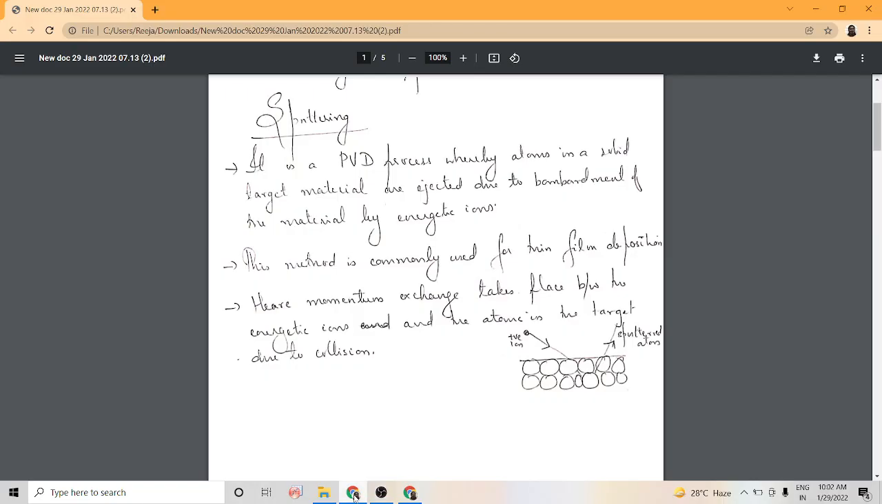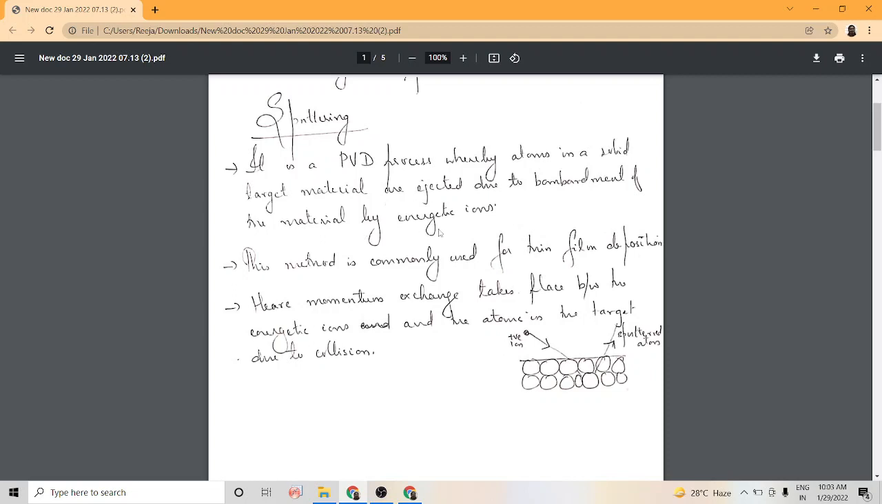Hi students, in today's video session, we are going to discuss a new technique for the synthesis of nanostructures called sputtering. Now what is sputtering? It is a physical vapor deposition process whereby atoms in a solid target material are ejected due to the bombardment of the material by energetic ions.